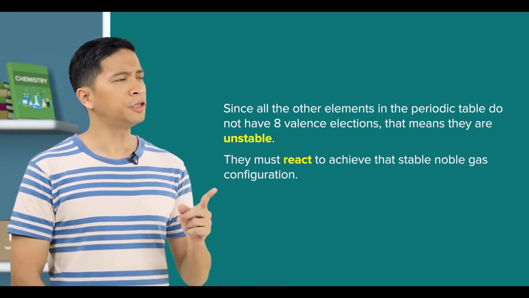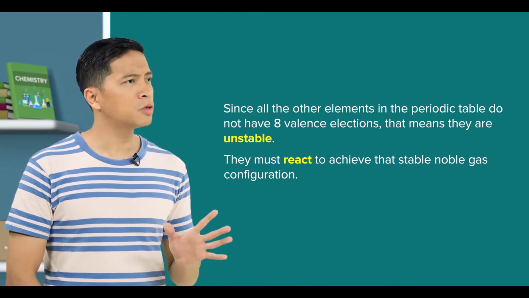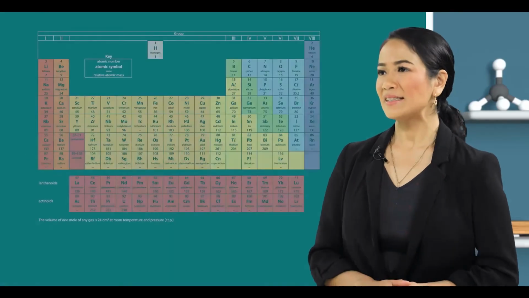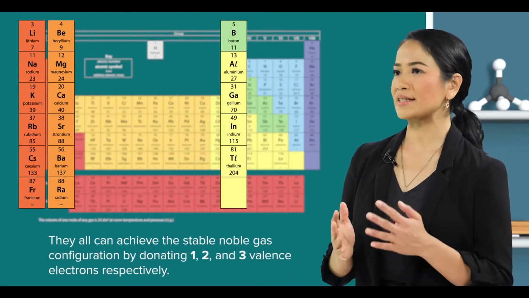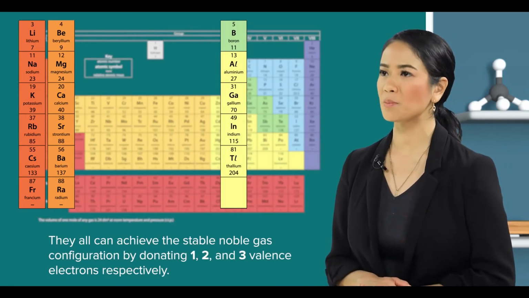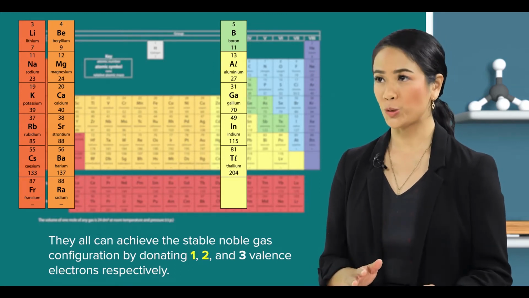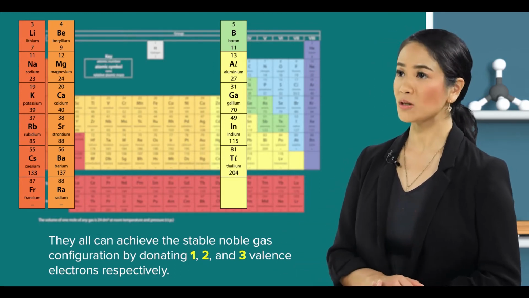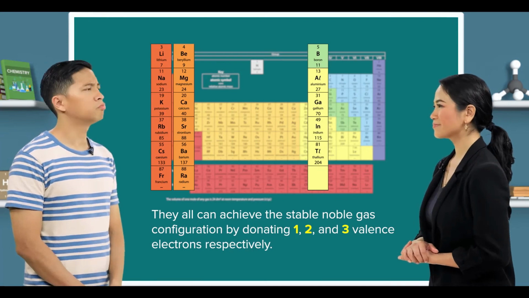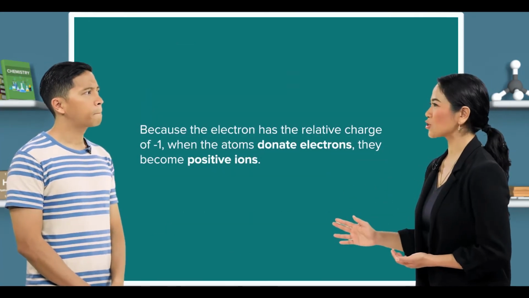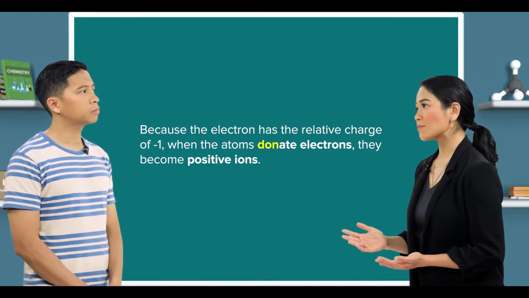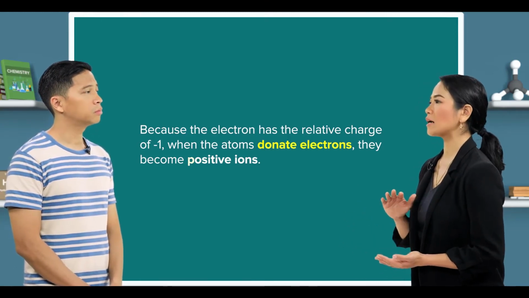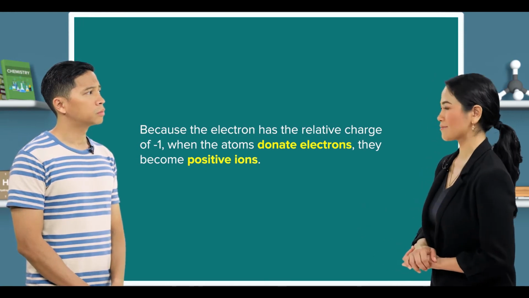Got it. Teacher, I think some examples would be great. Sure. Take a look at groups 1, 2, and 3. They all achieve the stable noble gas configuration by donating 1, 2, and 3 valence electrons respectively. And because the electron has the relative charge of -1, when the atoms donate electrons, they become positive ions.